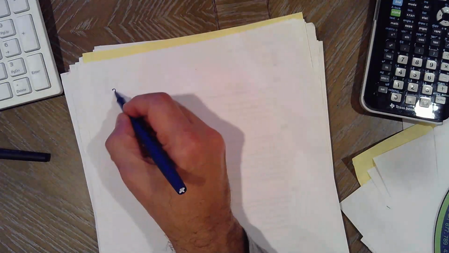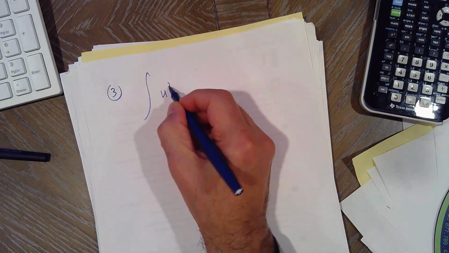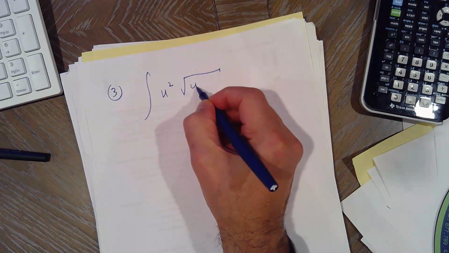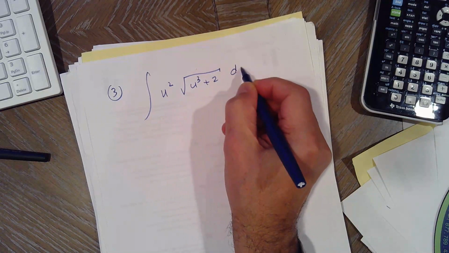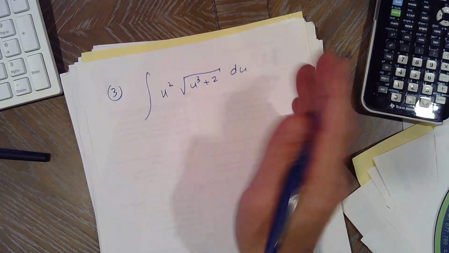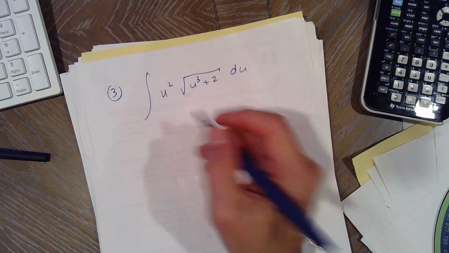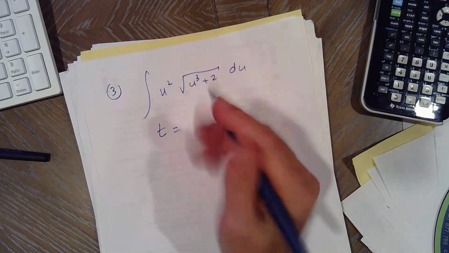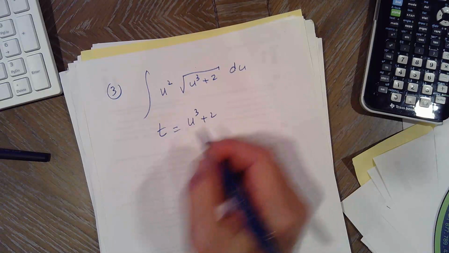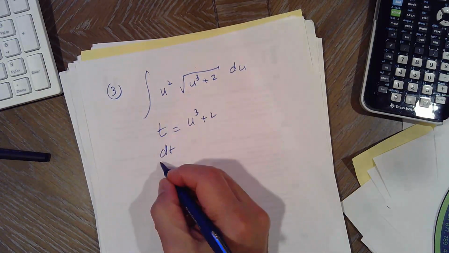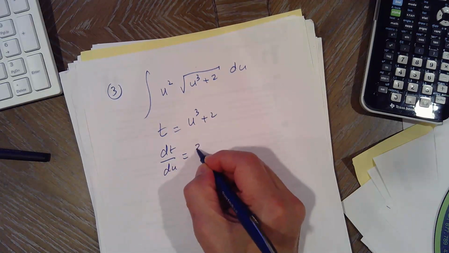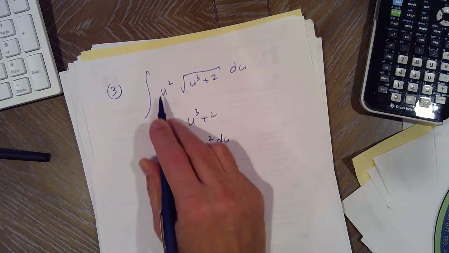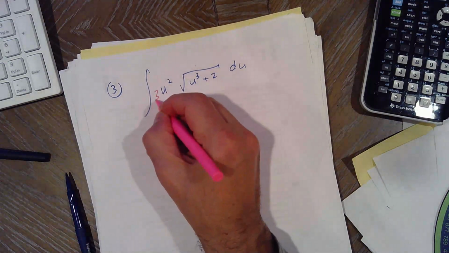Okay, example 3. The integral of u squared times the square root of u cubed plus 2. You can see we're always picking, so I'm going to use t instead of u. So let t equal u cubed plus 2. We're picking the t or the u usually with the higher power, because when you find the derivative, dt by du in this case, it's 3u squared. So we got that.